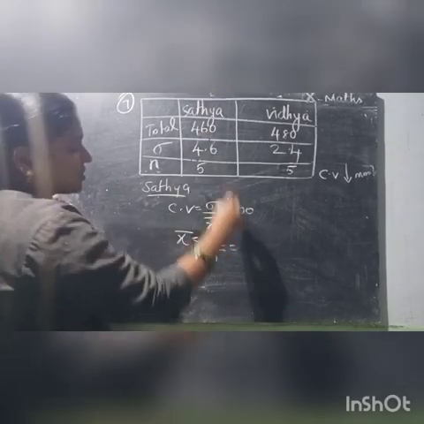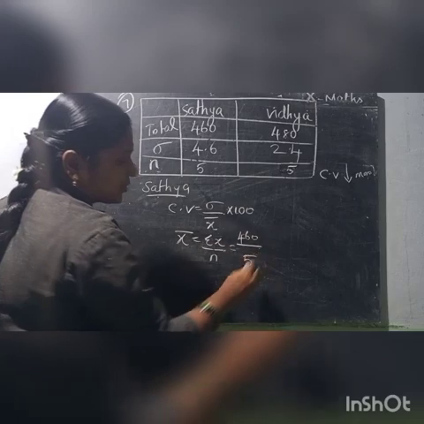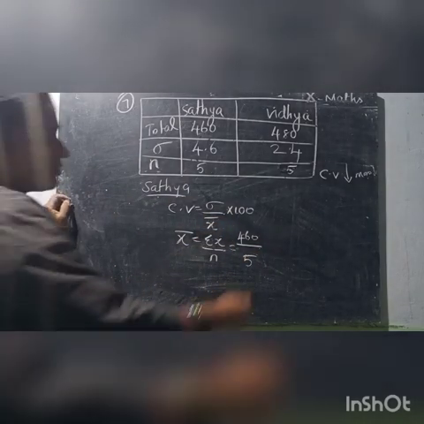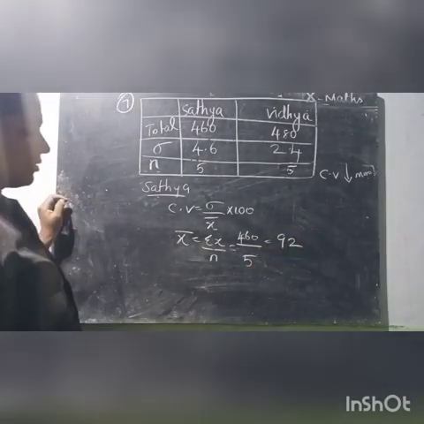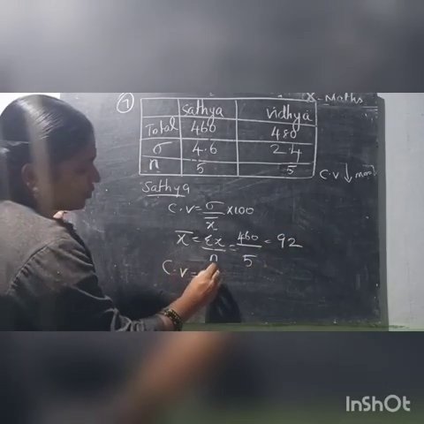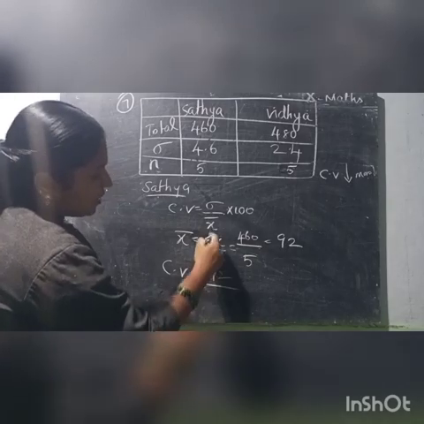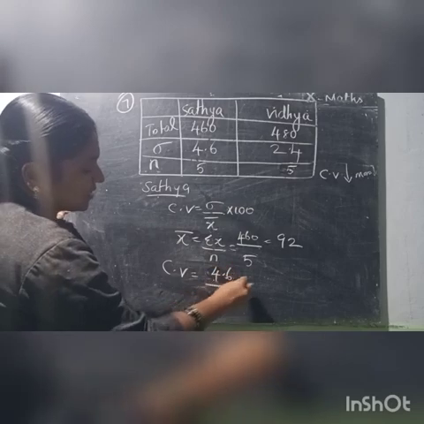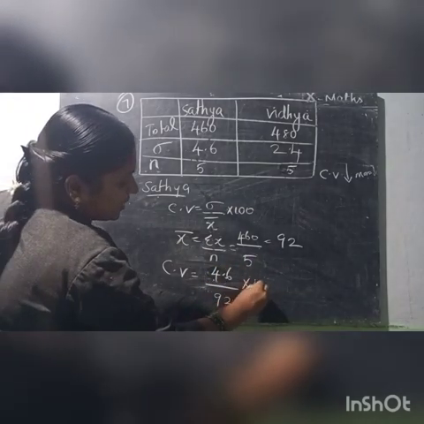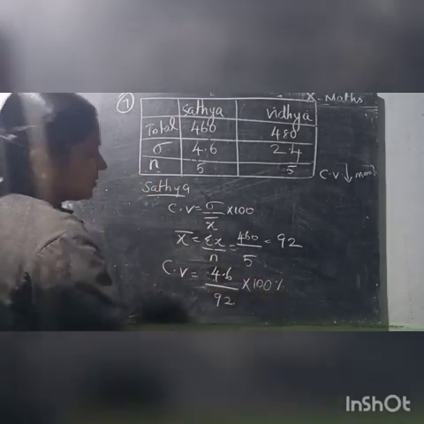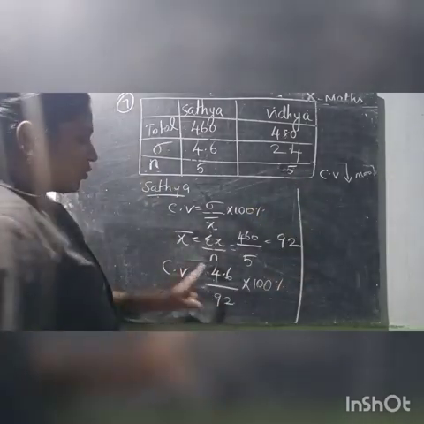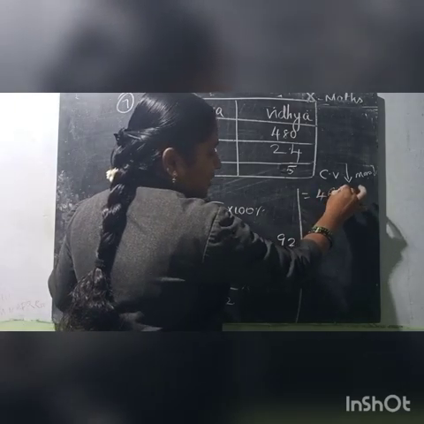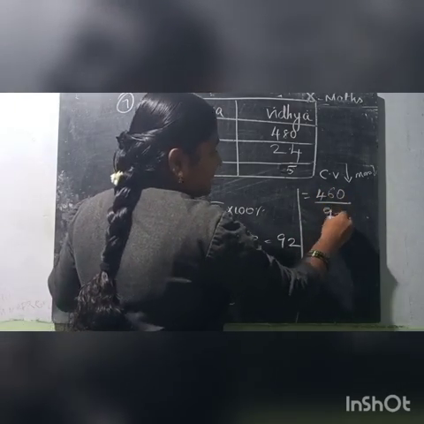The total marks is 460 and the number of subjects is 5. Now we divide by 5: 460 divided by 5 is 92. Now CV equals standard deviation 4.6 divided by x bar 92, into 100 percent. Now 4.6 into 100 is 460, so we keep one decimal: 460 divided by 92.